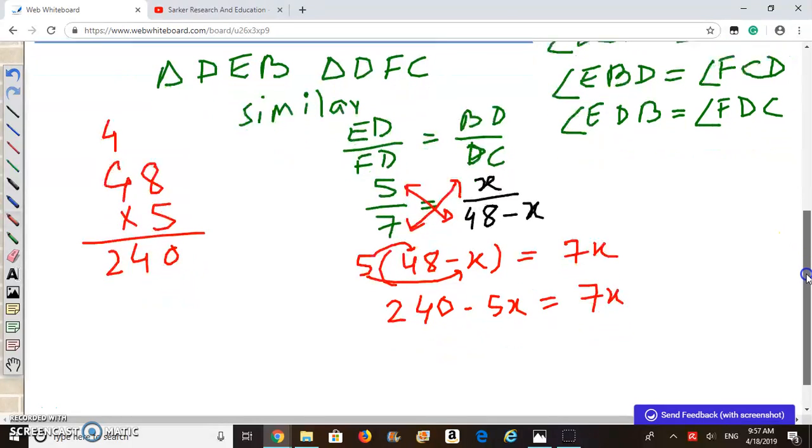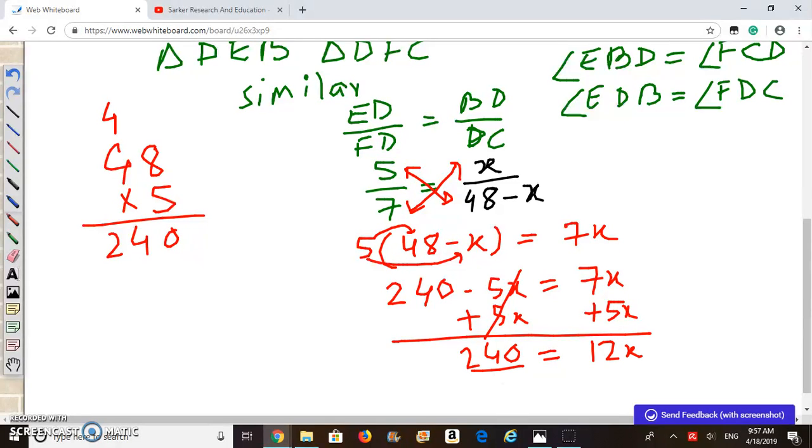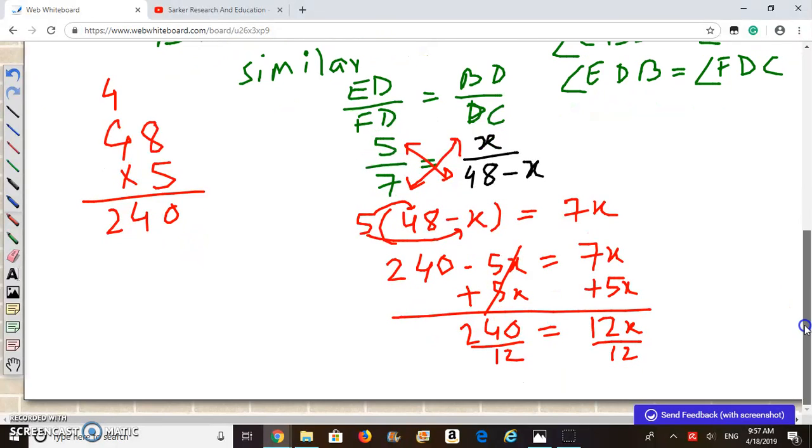Now let us take the X on one side. So I am adding 5X on both sides. So what do I get? They cancel out. I get 240 equals 5 plus 7, which is 12X. And then I will divide both sides by 12 in order to get X, right? So 12 cancels out. So we have X equals 240 divided by 12, which is 20. So X equals 20.